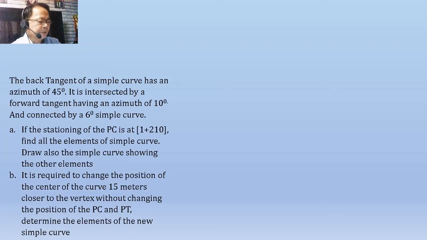So in the problem, we have a backtangent that has an azimuth of 45 degrees. It is intersected by a forward tangent having an azimuth of 10 degrees and connected by a 6-degree simple curvature. In letter A, if the stationing of the PC is at 1 plus 210, we are required to find all the elements of the simple curve. And also, we are required to draw the simple curve showing the other elements.